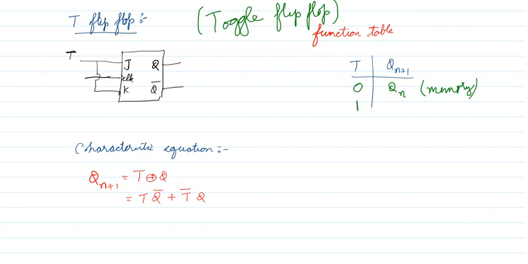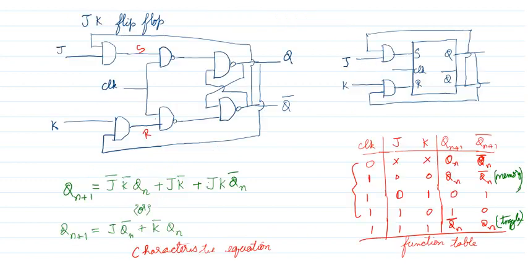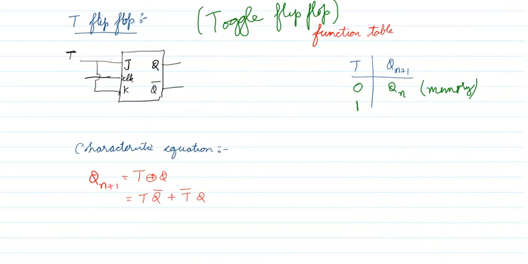Similarly, when I give T as 1, both the inputs are 1, 1. You can refer to the past slide. When both the inputs are 1, 1, it is going to act as Qn plus 1 is equal to Qn bar. That is toggle. Okay, so simple. If I give the input 0, the next state output Qn plus 1 is equal to Qn. If I give the input 1, the next state output will be equal to the complement of the past output.